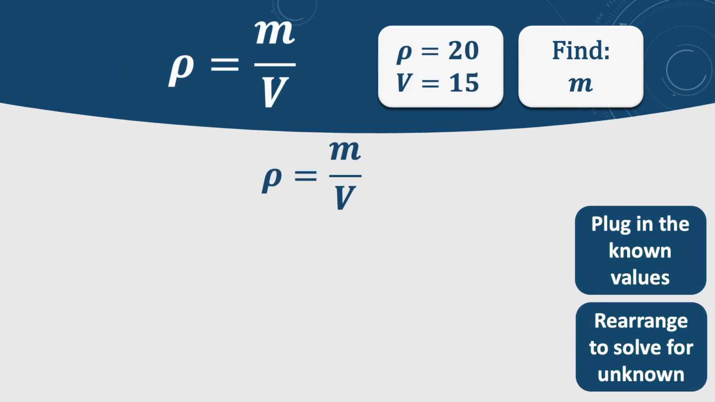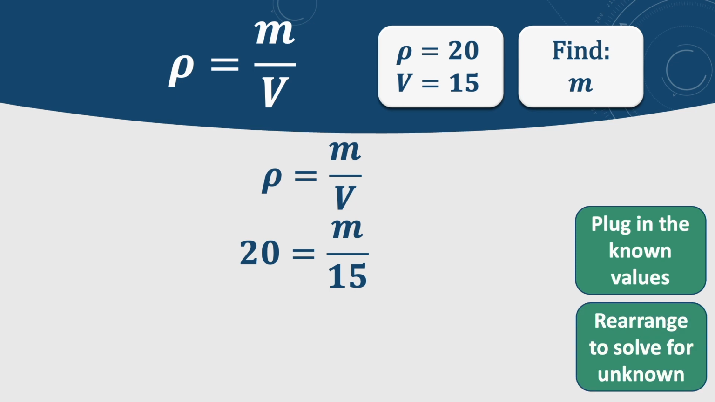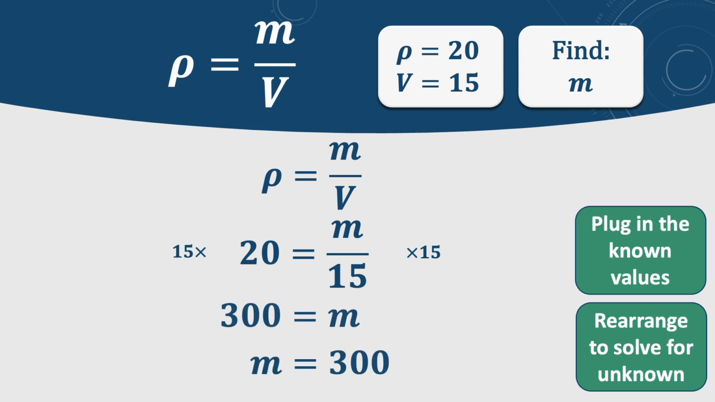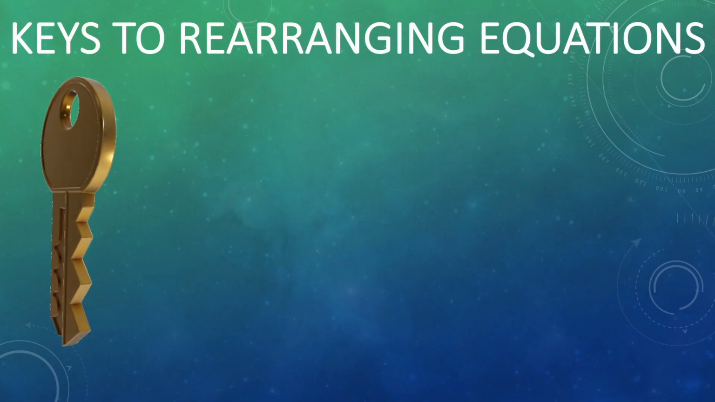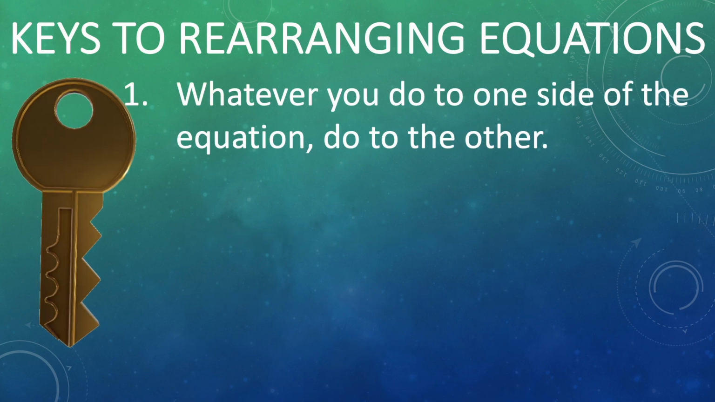Now we'll do a division problem. Rho, that's the curvy-looking P-like letter, equals M divided by V. Plug in our known values. Rho equals 20 and V equals 15. 20 equals M over 15. We want to determine M, and it's the only variable left in our equation. Time to rearrange to solve for the unknown variable M. We can undo divided by 15 by multiplying by 15. What we do to one side of the equation, we do to the other. M equals 300.